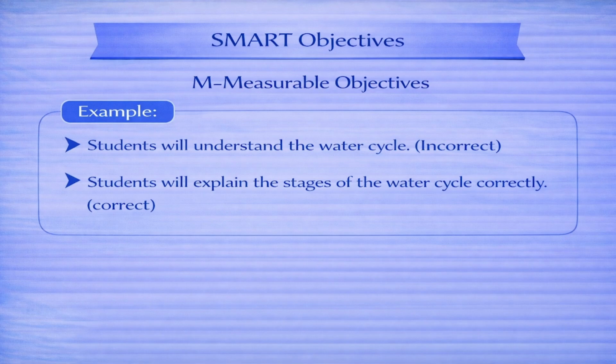The next one is measurable objectives. Measurable means objective should be checked or tested. For example, first objective is student will understand water cycle. And the second objective is student will explain the stages of the water cycle in correct sequence. So the first one is wrong because understand cannot be measured or tested, but the word explain can be measured.